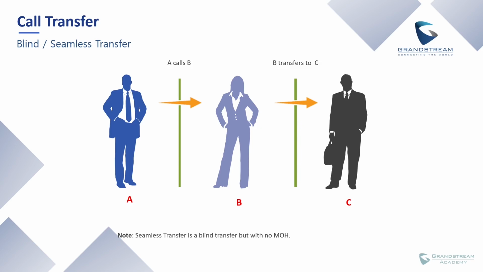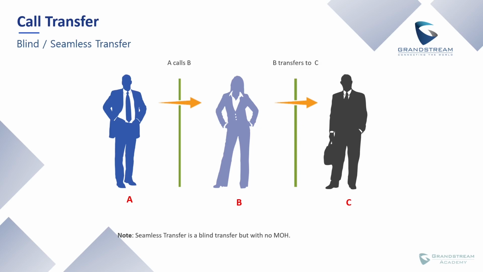A will dial B, B rings and answers the call, and they will be able to hear each other. Then B will trigger the blind transfer, either using the blind transfer feature code or using the blind transfer button on the phone. And once this is done, A is going to start hearing the music on hold.